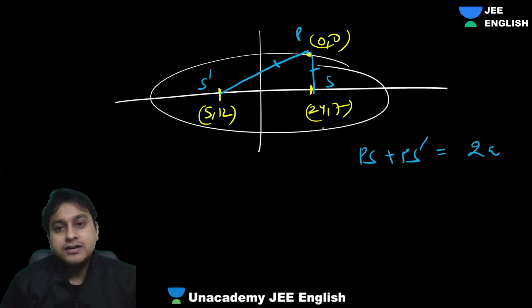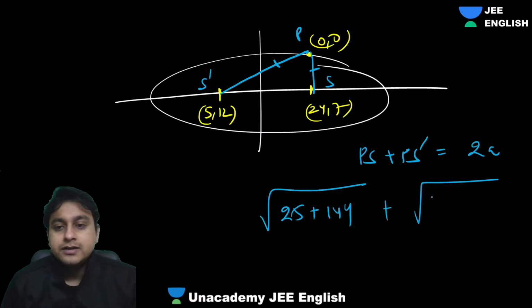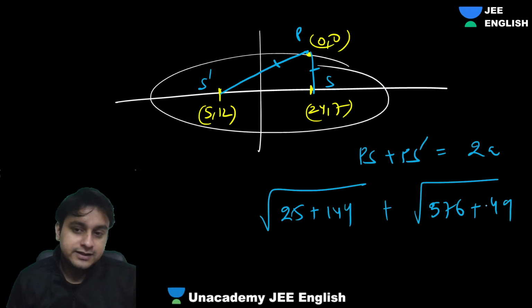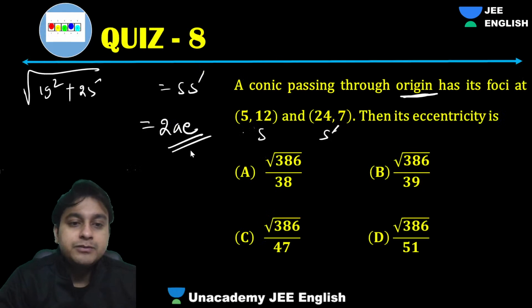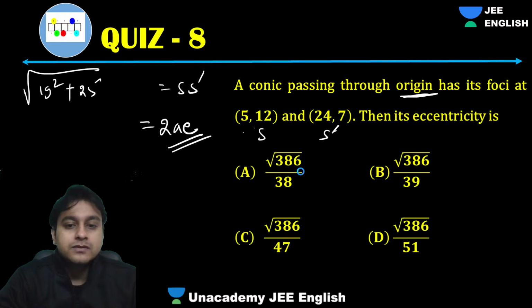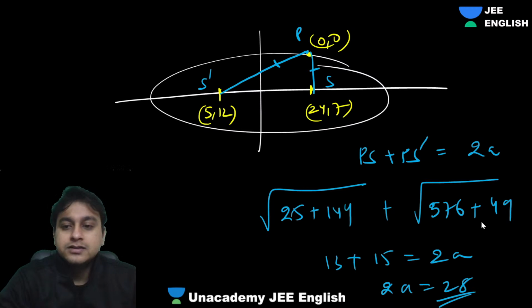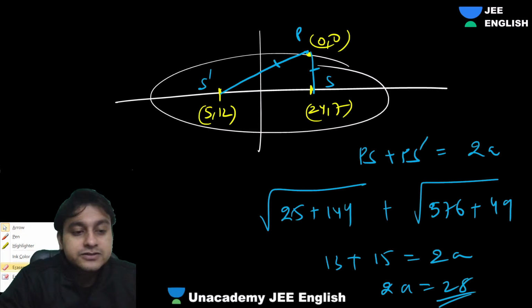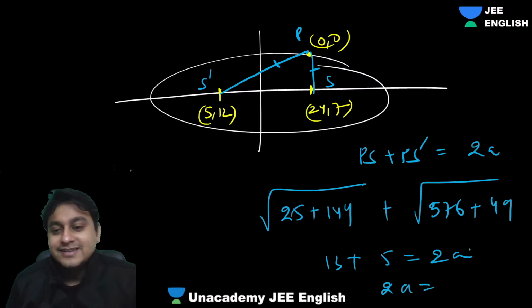So what will happen, guys? That will be nothing but root of 25 plus 144, which is coming as 13, I guess, right? And this will be what? Obviously 24 square, that is 576, and 7 square, 49. I think that is 15. So what we are getting is 13 plus 15 is 2A. That means 2A is coming as 28. Easy. Sorry, 28 only? One second. It will not be 15, it will be 25. Sorry, that is 625, right? That's the reason why. Okay.